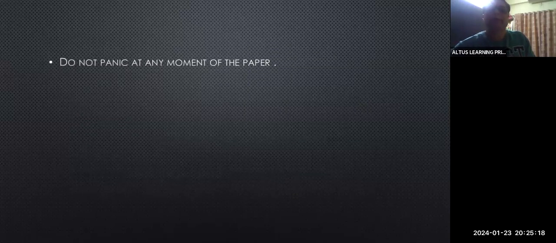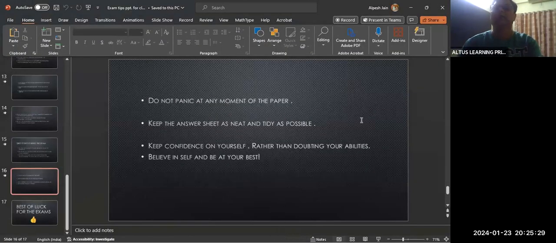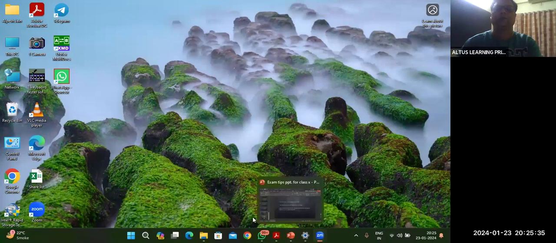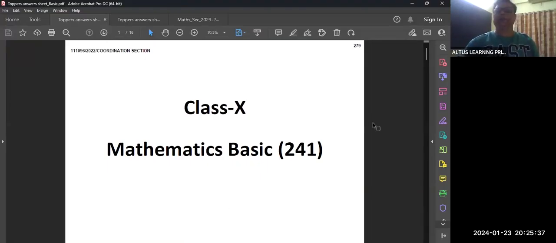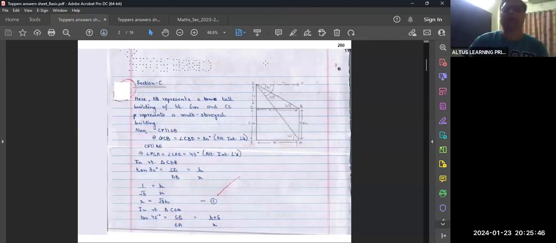Do not panic at any moment of the paper. Keep the answer sheet as neat and tidy as possible. I will show you the answer sheet of the topper. This is a basic answer sheet. Can you see it? Very important: when you get the answer sheet, draw a margin on the right side for rough work, and do every rough work on the right side only.